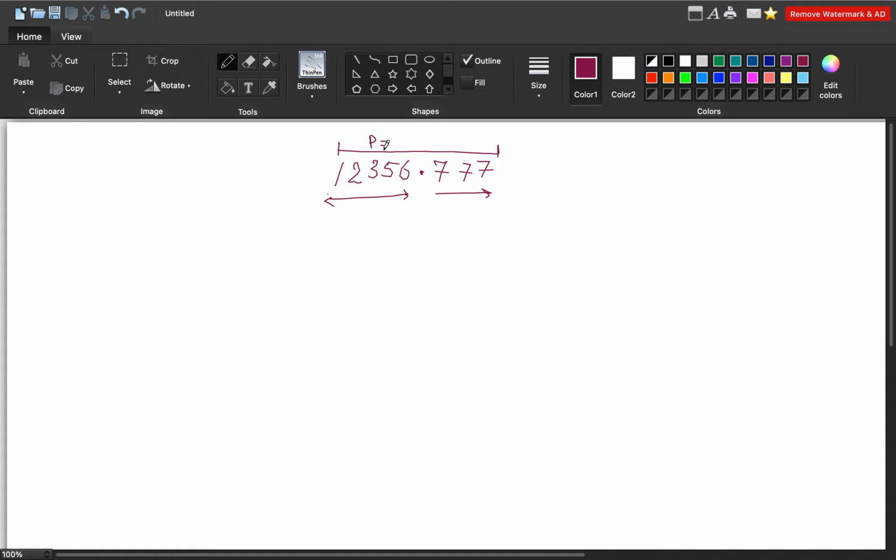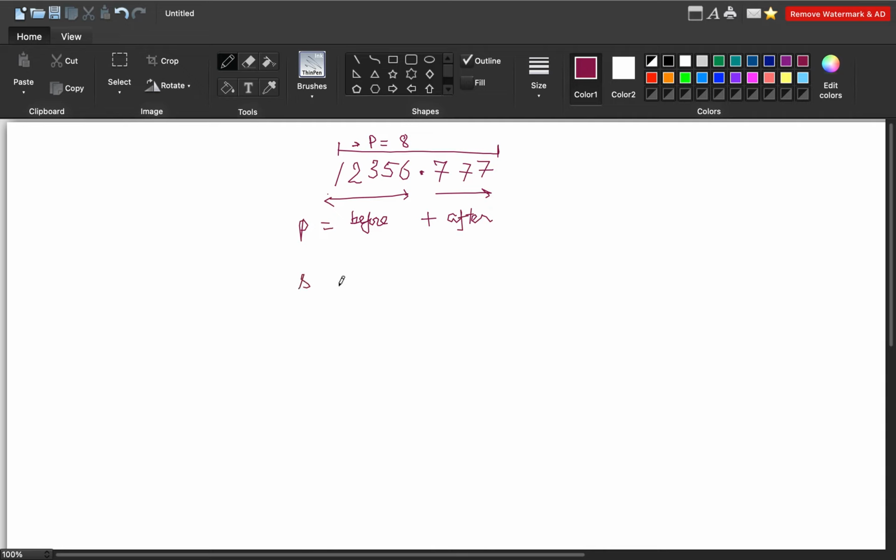If I say what is a precision, so 1 2 3 4 1 2 3 4 5 6 7 8, that means precision value is 8, right? Precision value is 8. So precision denotes the total number of digits before and after, before plus after the decimal. That is what precision stands for.